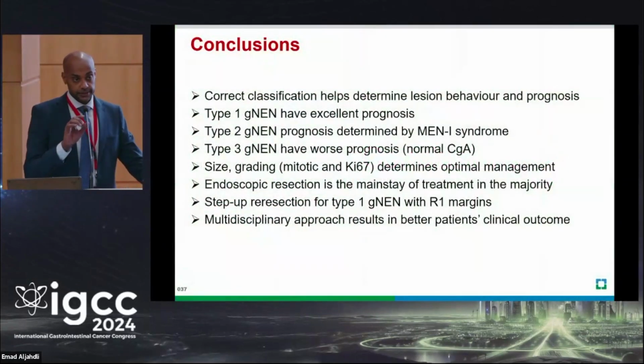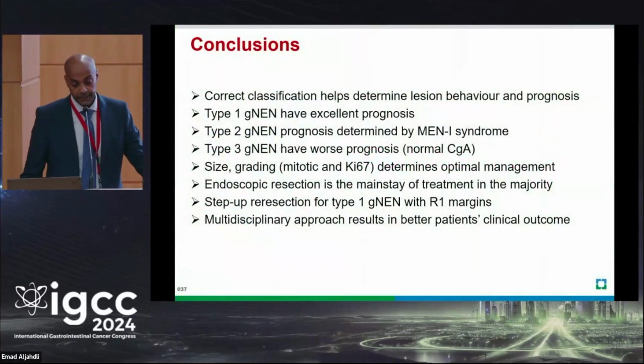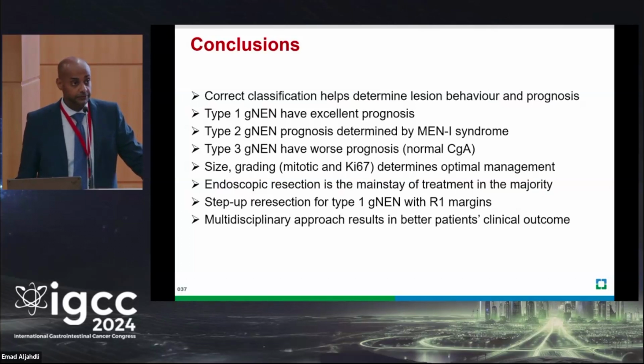So in conclusion, ladies and gentlemen, Mr. Speaker, correct classification of the type of gastric neuroendocrine neoplasm is critical in determining the expected behavior of the lesion and which way to go for management. In general, type 1 has an excellent prognosis. Type 2 prognosis is determined by the MEN1 syndrome. And type 3, as we said, is very aggressive and has the worst prognosis among them.